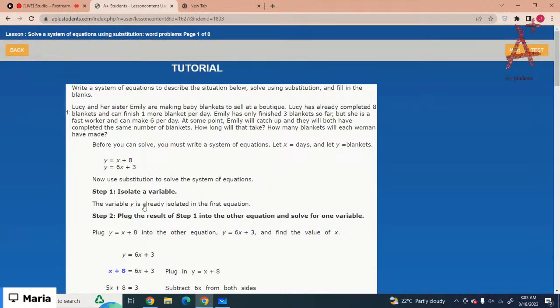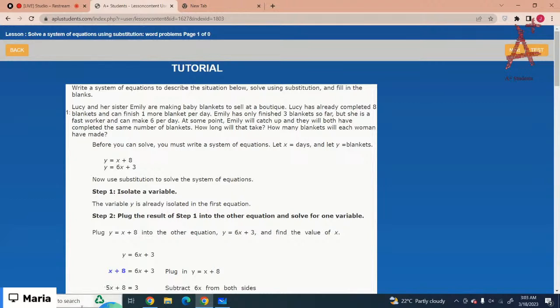So basically, we have to write down the equations from the question. Got it? Before you can solve, you must write a system of equations. Let x represent the days and y represent the blankets. So how many blankets does Lucy make? She completed 8 already and she can make 1 per day, so it would be x plus 8. Then Emily finished 3 already and she can make 6 per day, so it would be 6x plus 3, because x is days.